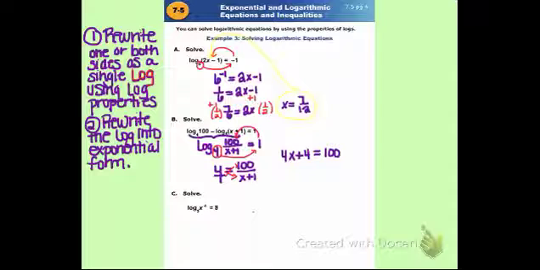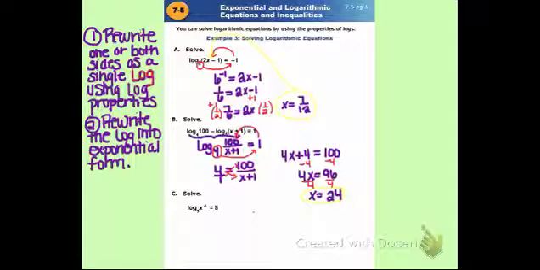And all I have to do is solve that equation by subtracting 4. And that gives me 4x equals 96. And then I can just simply divide by 4. And that'll give me the value of x. So x is equal to 96 divided by 4, which I believe is 24.